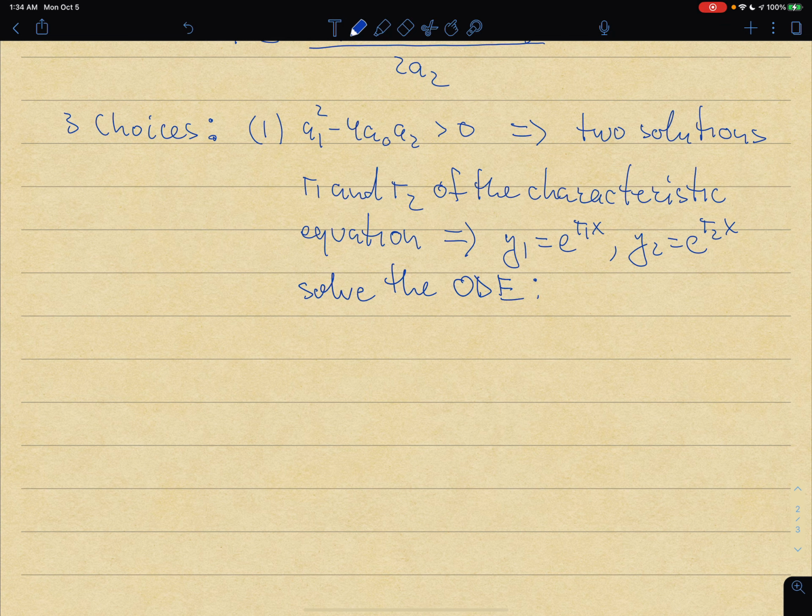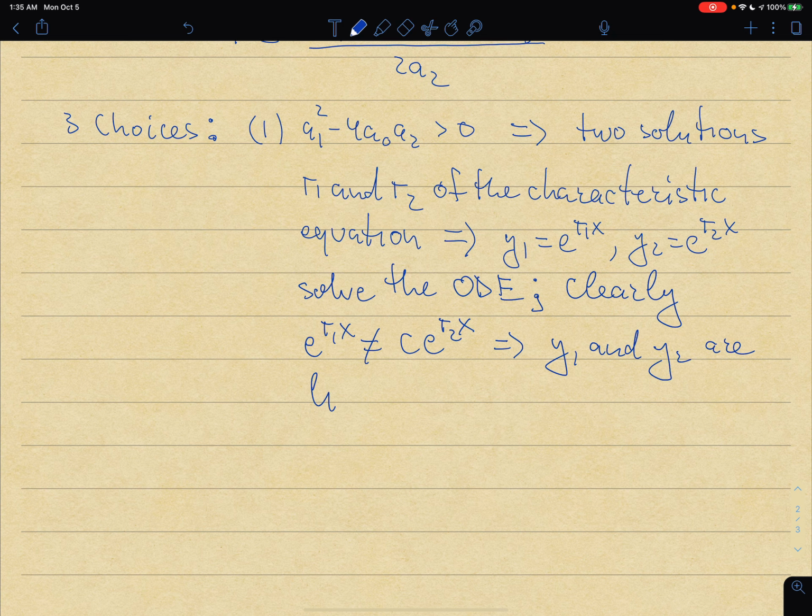And further, or clearly, e to the power r1x is not equal to a constant times e to the r2 times x, right? Because I have two different solutions, r1 and r2, they're not the same. So exponential to one power is not a constant times exponential to a different power. And therefore, y1 and y2 are going to be linearly independent.